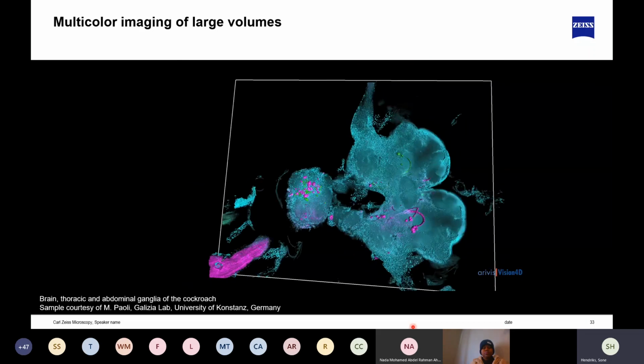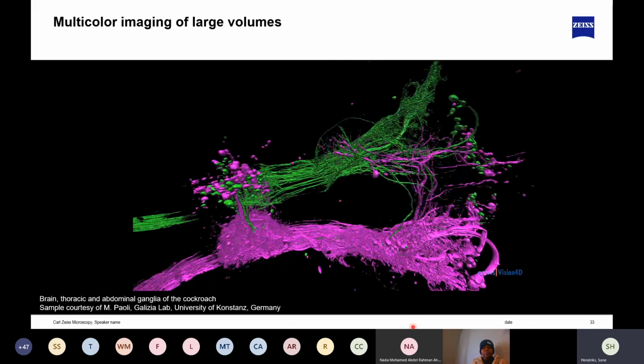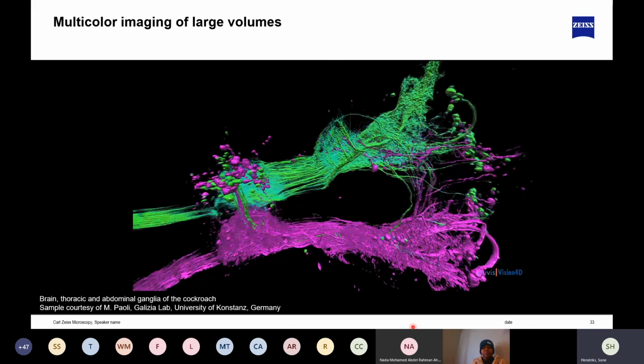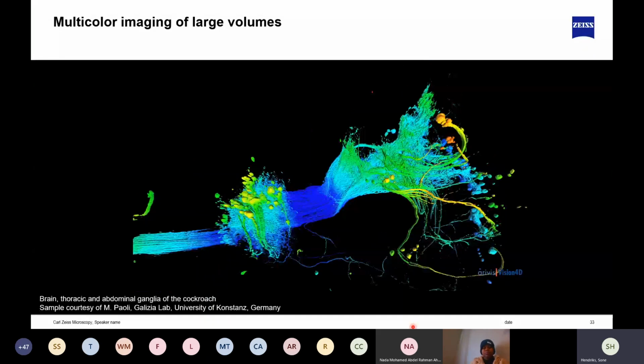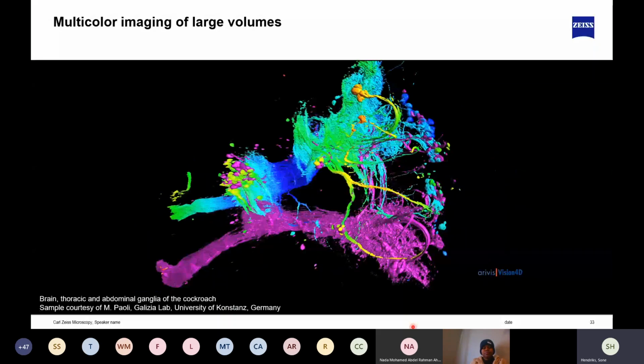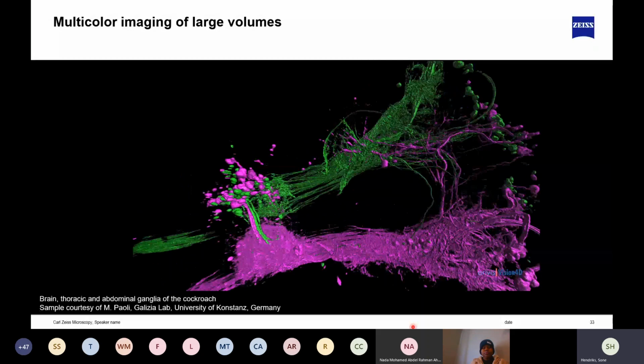So this is an example of the CNS in a cockroach. So the LSM allows us to acquire very large volumes of data, multiple labels at very high resolution. And then with special visualization software, the Arivis software, you can then separate all the signals and really look at all the different signals at very high resolution.